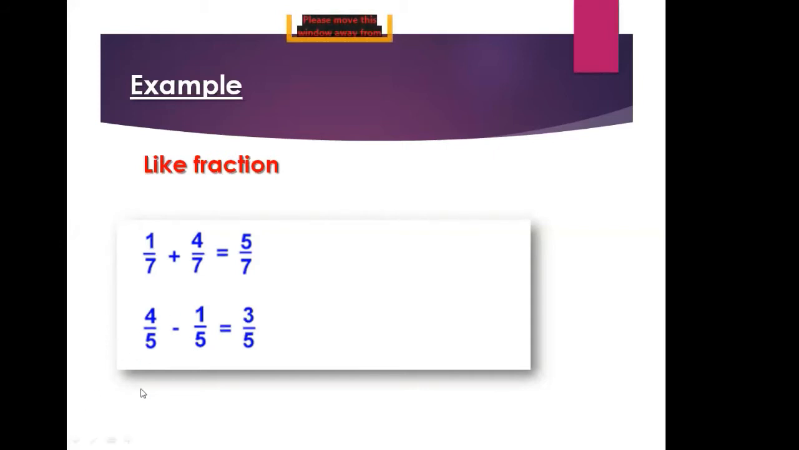Now, example number 2. This is also case number 1, like fractions, with the same denominators 5 and 5. We will simply add or subtract. You can see this operator is subtraction and this is addition. In addition, we will add the values, or in subtraction, we will subtract the values. The denominator is the same, so we write 5 as it is. Now, 4 minus 1 equals 3 over 5. Cancellation is not possible. This is our answer.